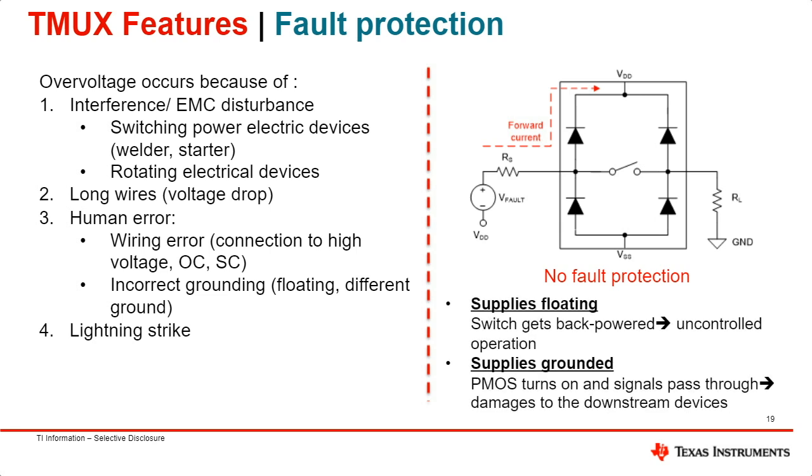There can be two outcomes. If the supplies are floating during a fault event without the feature, the switch will get backpowered, so you basically have an uncontrolled operation. You have no idea what signal is being output and what's going on. And if the supplies are grounded, the switch closes, so it lets the signal through and causes damage to the switch itself and to downstream devices in your system.